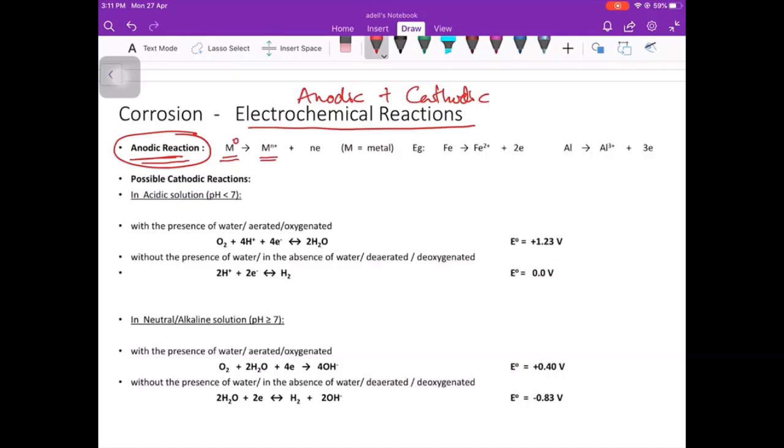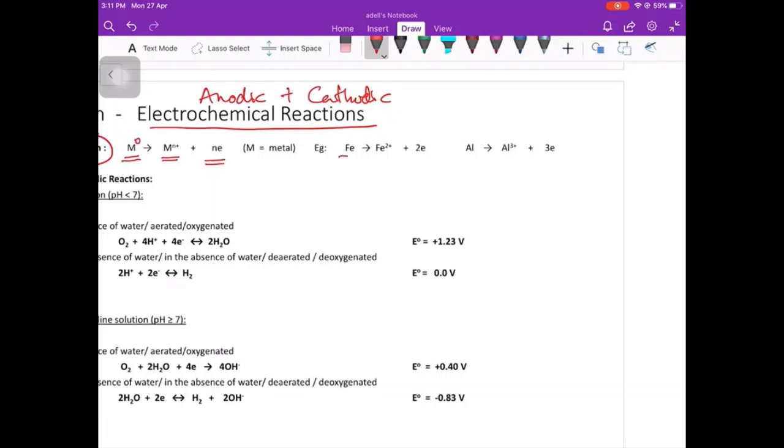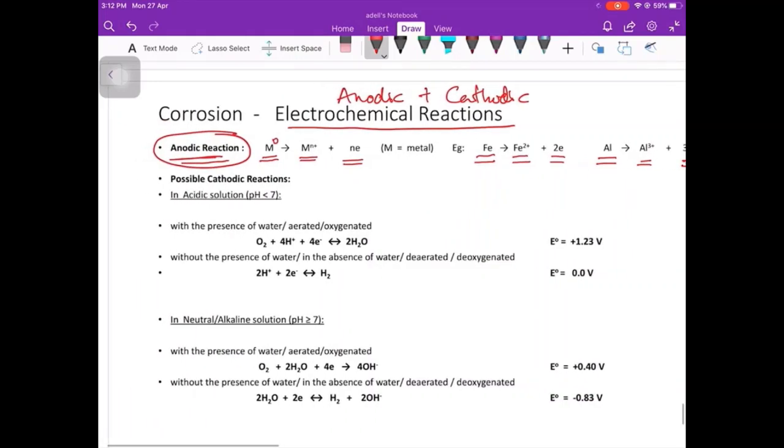This is solid, 0, will become an ion and release electrons. For example, metal ferrum will oxidize to the ion ferrum 2 plus and release 2 electrons. For aluminium, metal aluminium will oxidize to aluminium 3 plus and release 3 electrons. So, if there is an anodic reaction, the cathode must also be present to complete the electrochemical reaction.